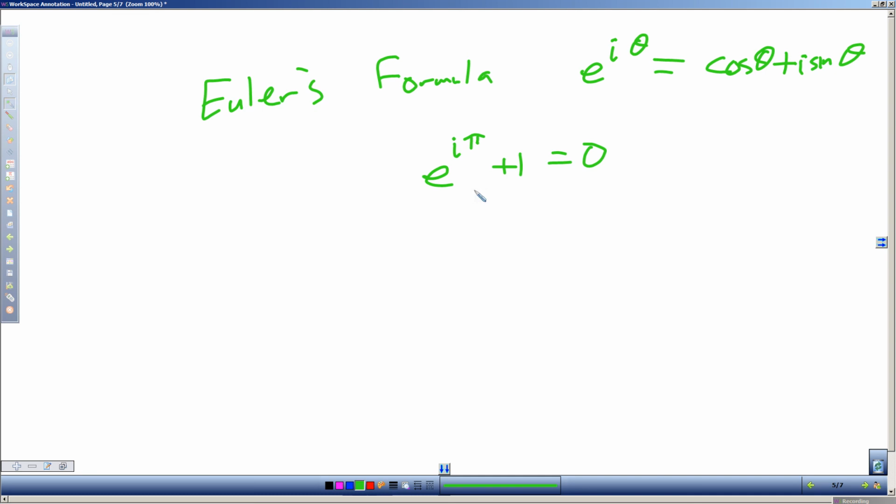Did you actually memorize that? No. But you should memorize at least this. So e to the i pi is equal to i squared. e to the i pi equals i squared.